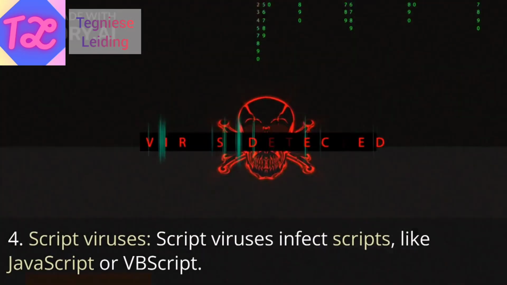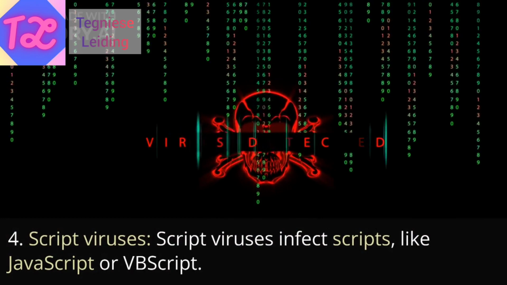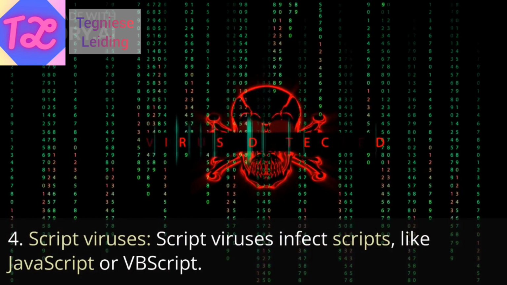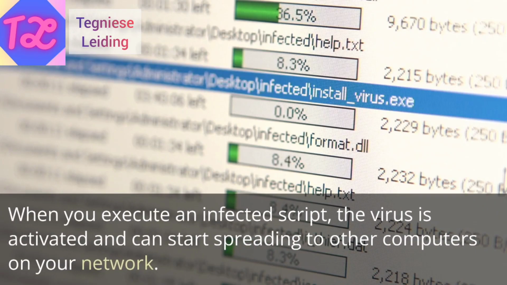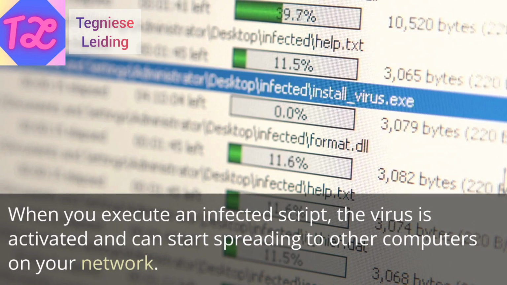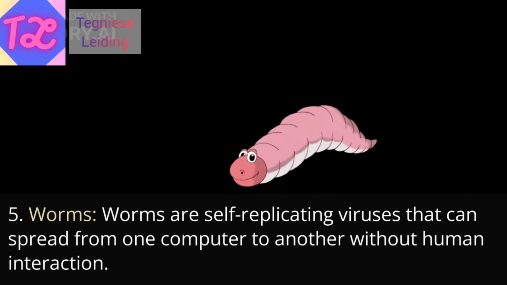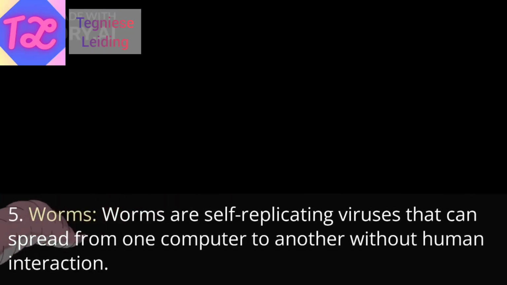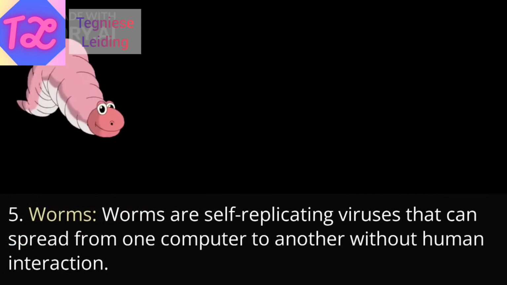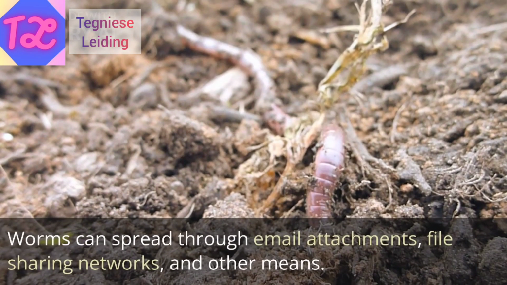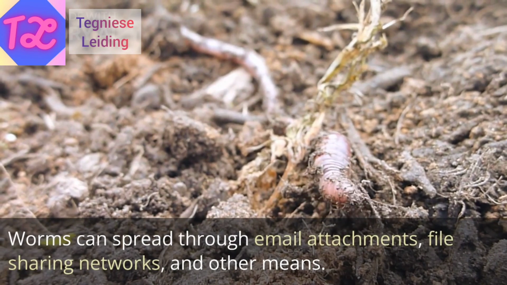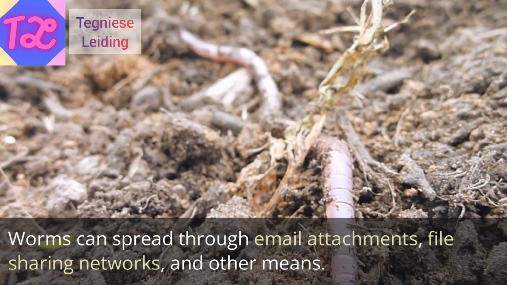4. Script viruses. Script viruses infect scripts, like JavaScript or VBScript. When you execute an infected script, the virus is activated and can start spreading to other computers on your network. 5. Worms. Worms are self-replicating viruses that can spread from one computer to another without human interaction. Worms can spread through email attachments, file sharing networks, and other means.